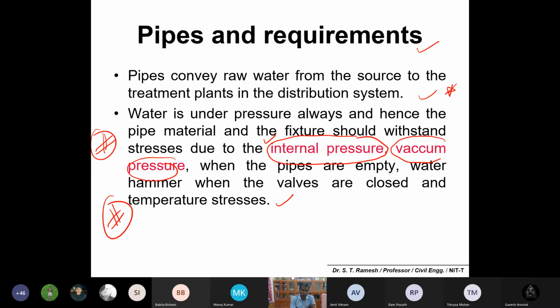Imagine some valve has suddenly been closed and there could be a water hammer. Sometimes that water hammer also damages your pipelines. That is the third point. And the fourth one is that there could be temperature differences between outside and inside, which may also cause temperature stresses in the pipelines. Is it okay?